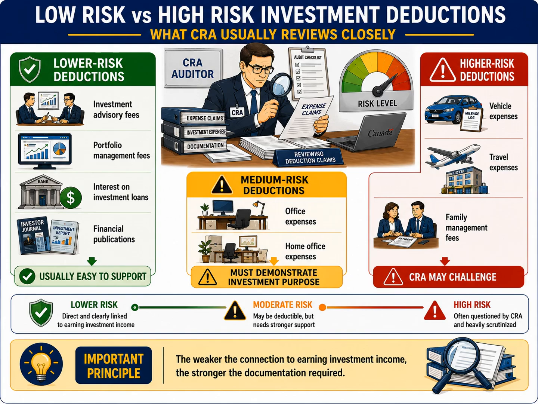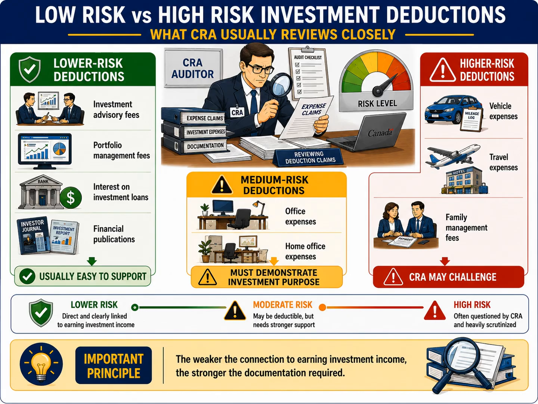In the center of the slide, we move into the medium risk category. Examples include office expenses and home office expenses. These expenses may be deductible, but the corporation must be able to demonstrate how they relate to investment activities. Simply having an office or a workspace is not enough. There must be a reasonable connection between the expense and the process of earning investment income.